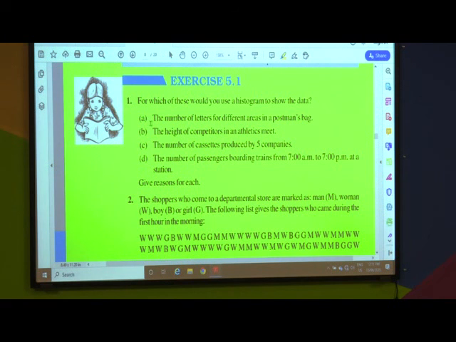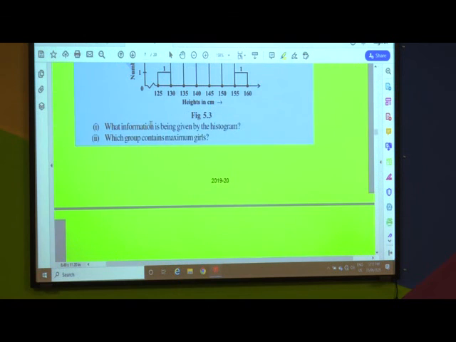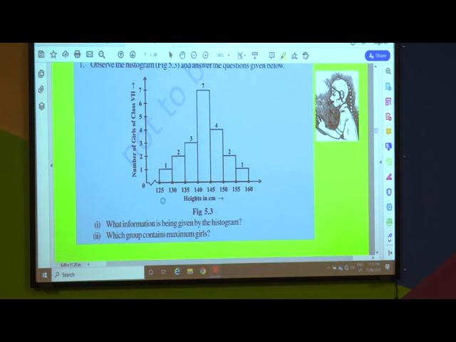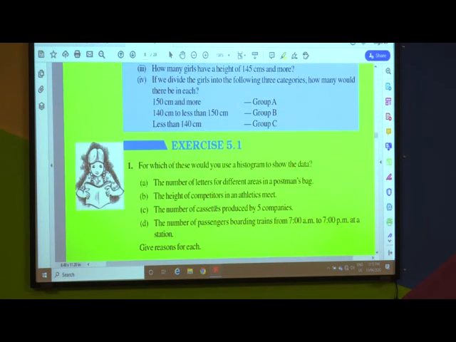The number of letters for different areas in a postman's bag. Okay, we can count the letters. But before going to answer these things, let us see the histogram here. What happens? Class intervals are present, and here the frequency is present, the numbers are present. Understand carefully. On the x-axis the class intervals are present, and on the y-axis the frequency is present. Okay, let us come to the question.